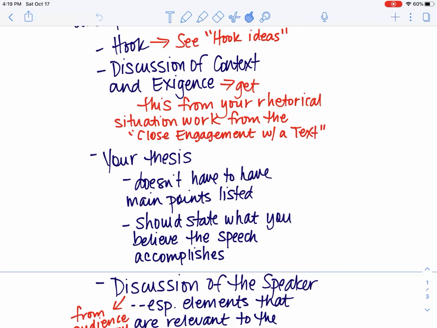So your thesis does not have to have main points listed, but it should state what you believe the speech accomplishes. I'm going to give you an example of that in a minute. But it should not include I. You shouldn't say, I think this speech accomplishes blah, blah, blah. It should nonetheless state what you believe the speech accomplishes without saying I in there.